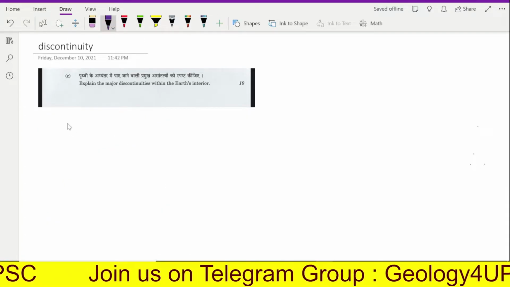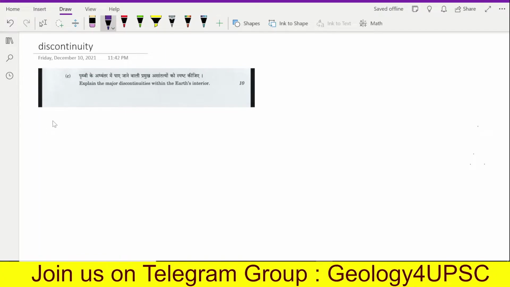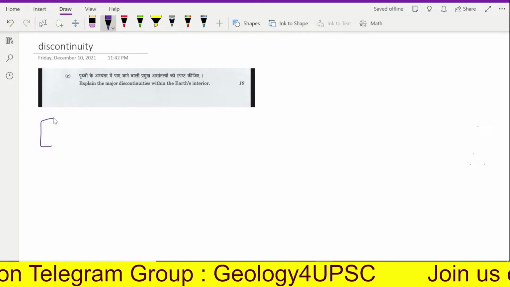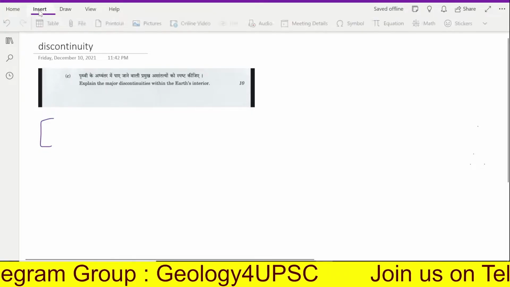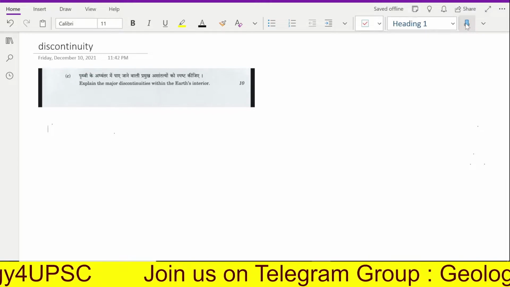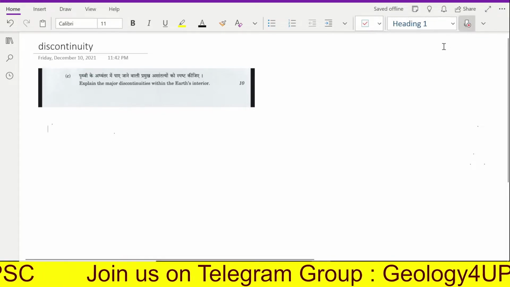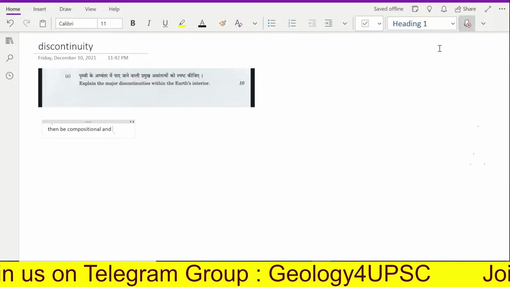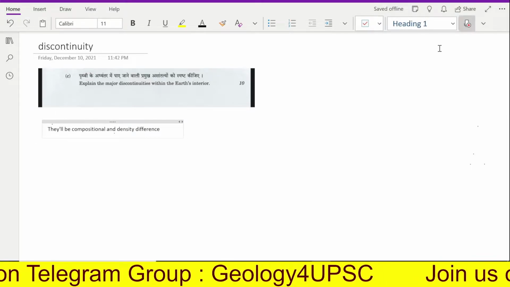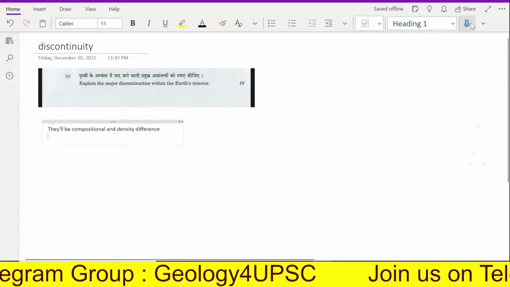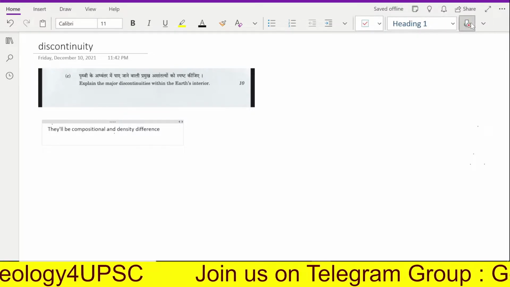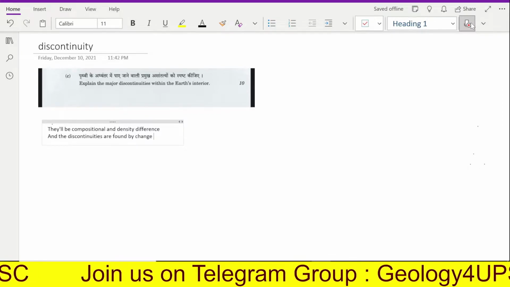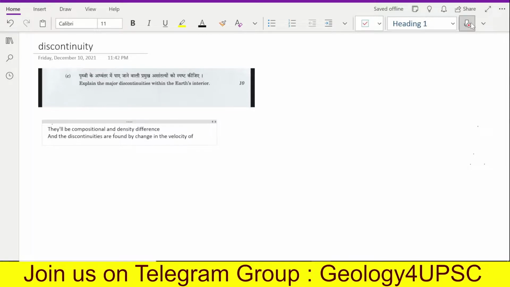How you will begin this answer: in the first paragraph, the introduction, you will write that the major discontinuities are due to compositional and density differences. These are the keywords for the introduction. The discontinuities are found by change in the velocity of P and S seismic waves.